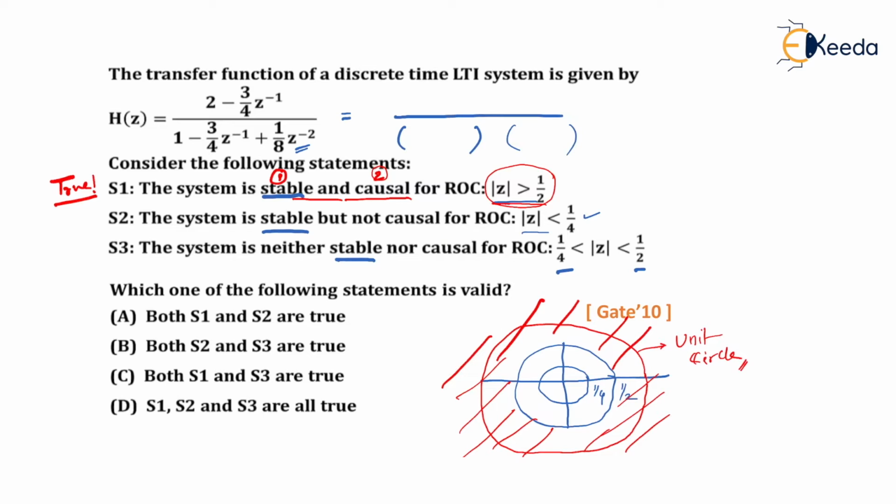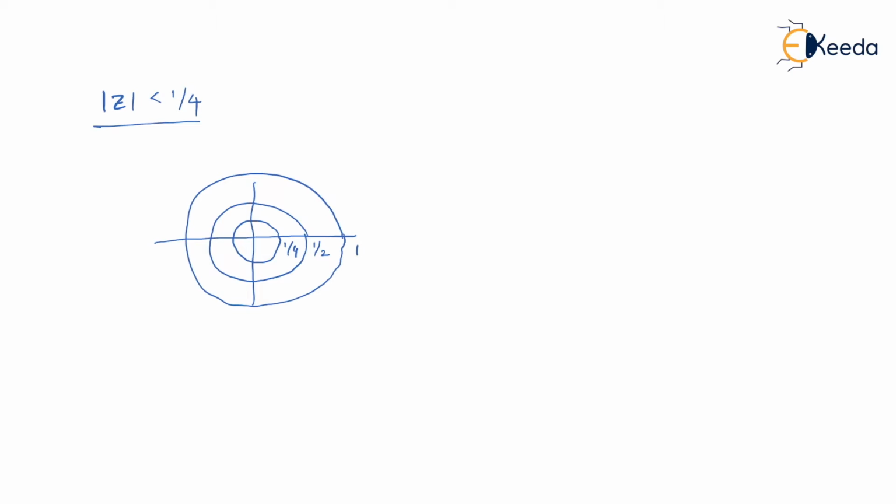Look at the S2 statement. The system is stable but not causal for mod of z less than 1 by 4. So let us draw this. They are asking for mod of z less than 1 by 4. We'll try to get this ROC. So we need to deal with three circles: 1 by 4, 1 by 2, and the unit circle. If they are saying mod of z less than 1 by 4, it means this would be the ROC. Am I right?